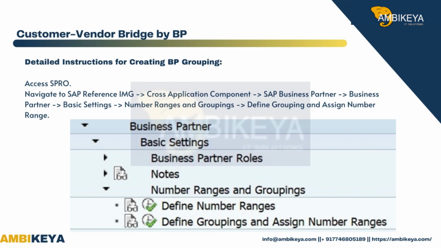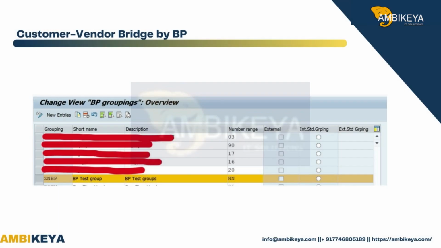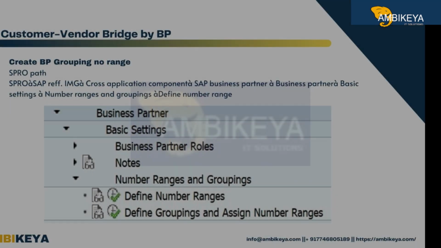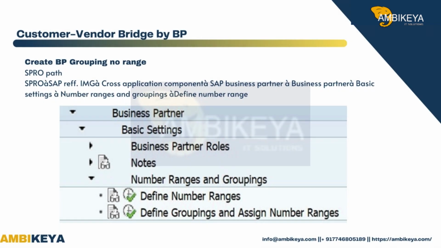Detailed instructions for creating BP grouping. Access SPRO. Navigate to SAP reference IMG, cross-application component, SAP Business Partner, Basic Settings, Number Ranges and Groupings. Define grouping and assign number range. Create BP grouping number range.